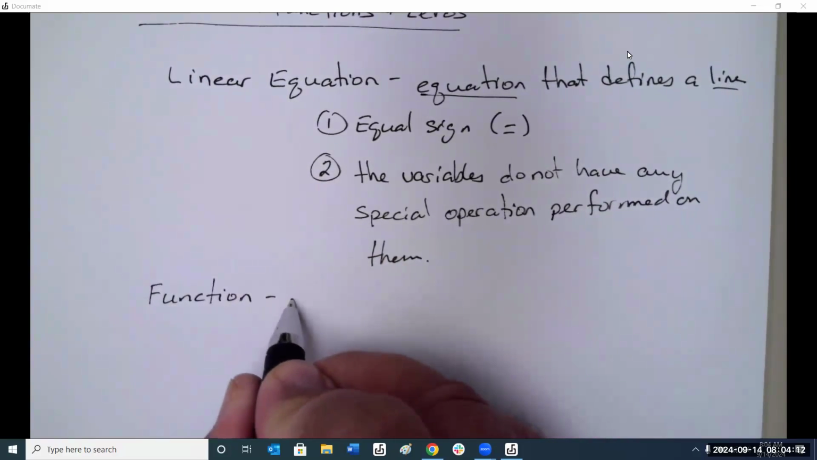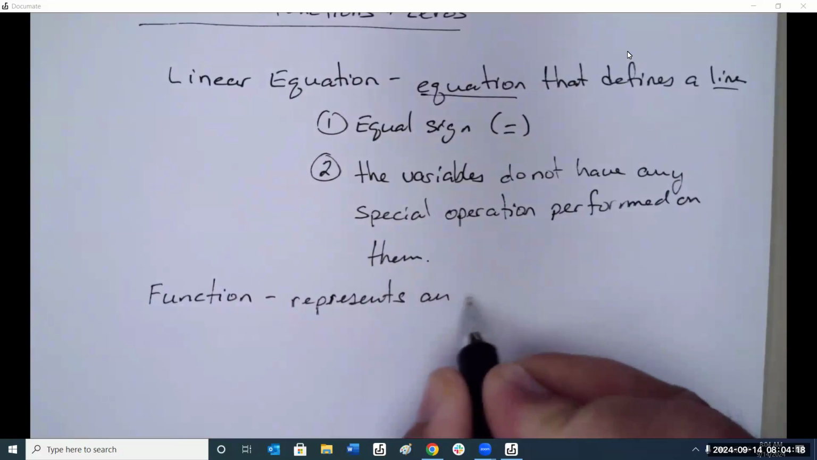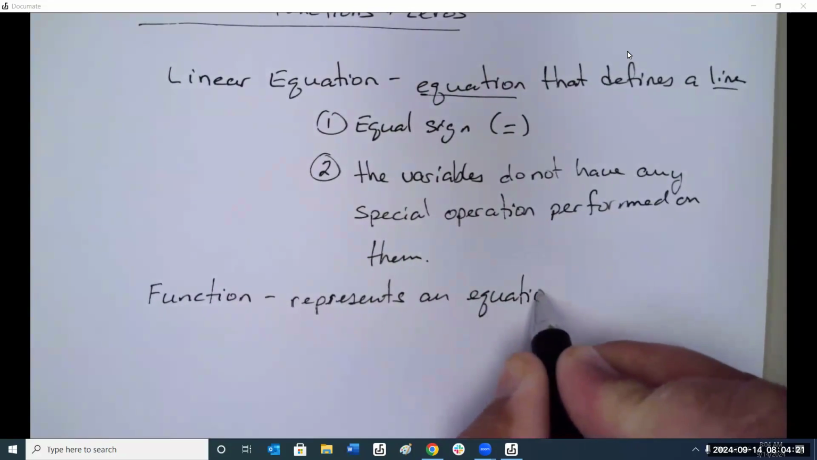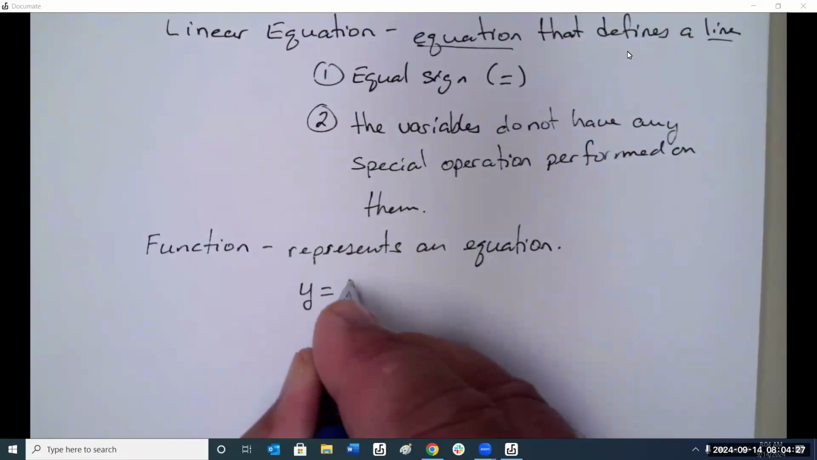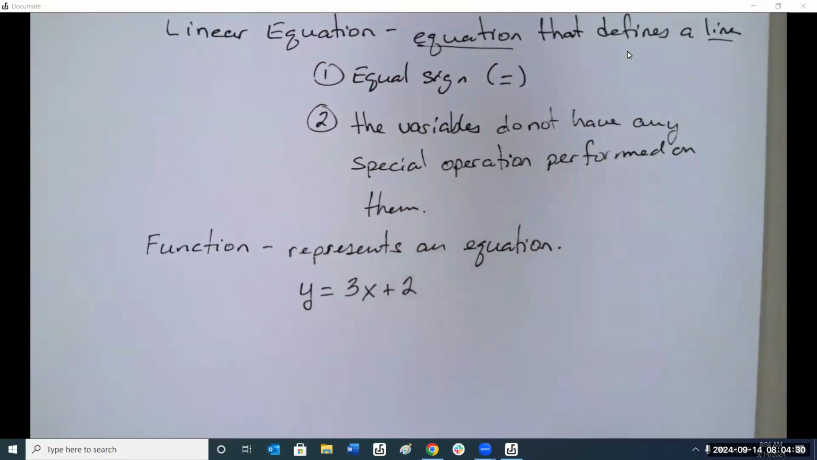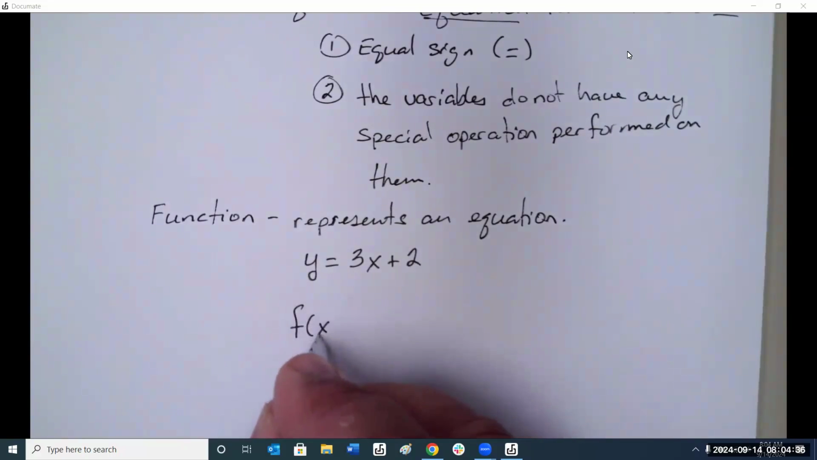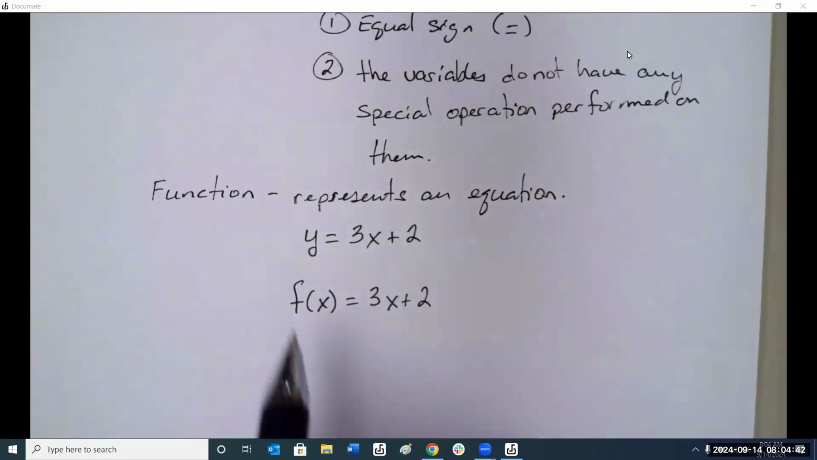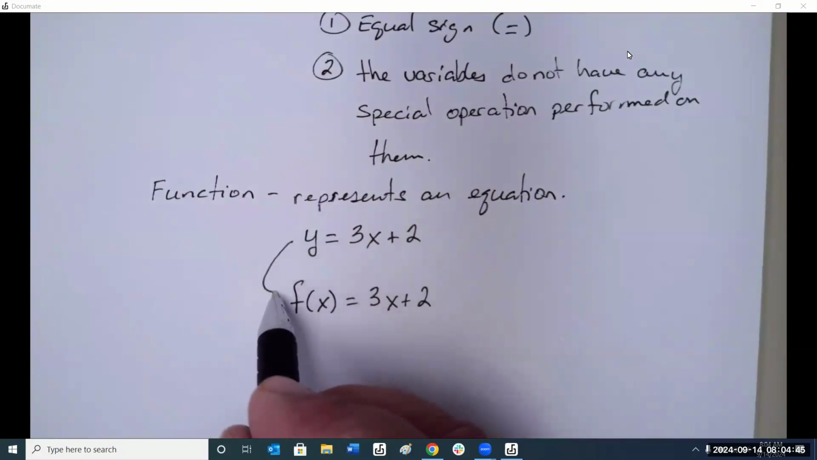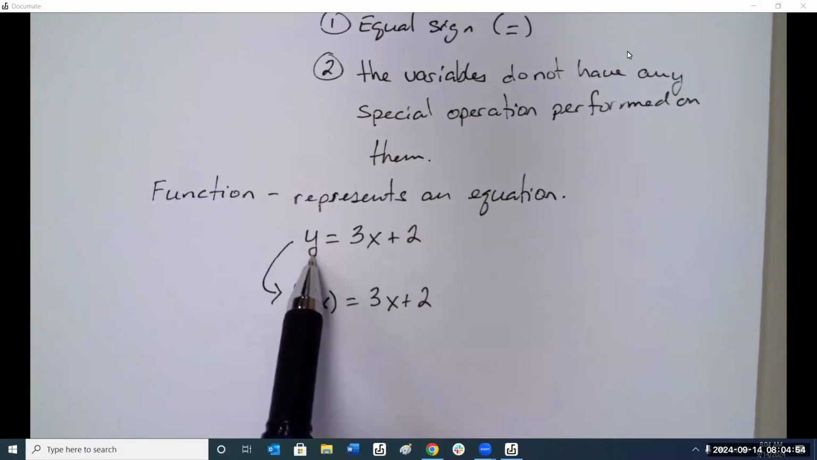A function represents an equation. A linear equation could look like this. That's an equation. But a function will look like this. It signifies two things that this notation doesn't.